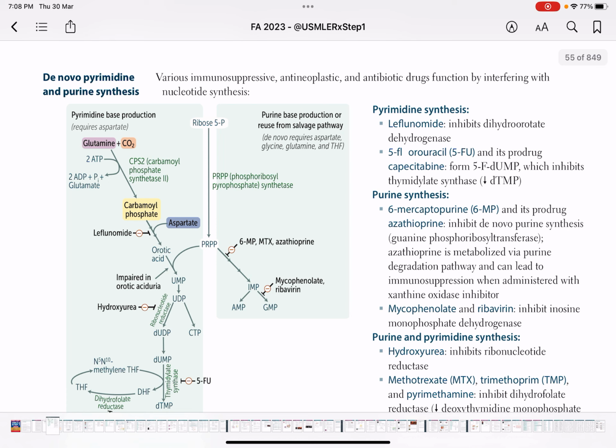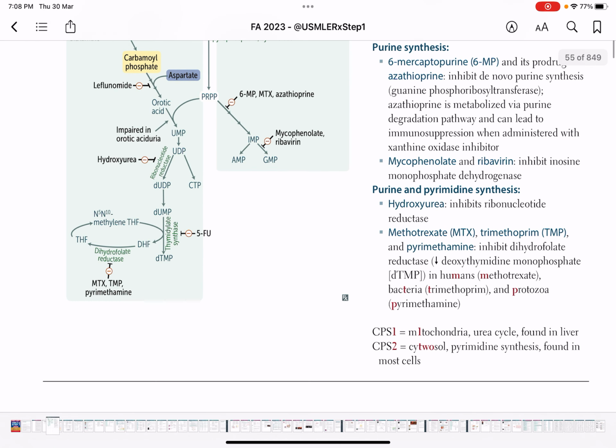For purine synthesis, 6-mercaptopurine and its prodrug azathioprine inhibit de novo purine synthesis, and azathioprine is metabolized via the purine degradation pathway and can lead to toxicity when administered with a xanthine oxidase inhibitor. Mycophenolate and ribavirin inhibit inosine monophosphate dehydrogenase. Hydroxyurea inhibits ribonucleotide reductase, so this is also asked a lot, the mechanism of action of hydroxyurea, which inhibits ribonucleotide reductase.